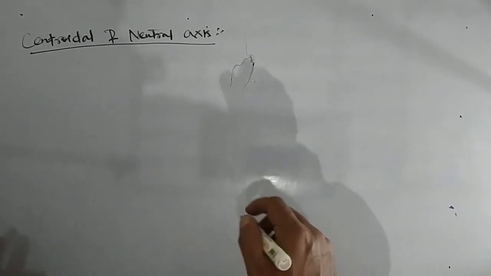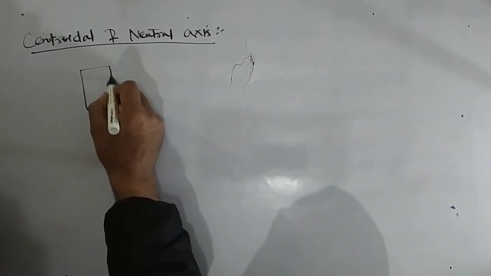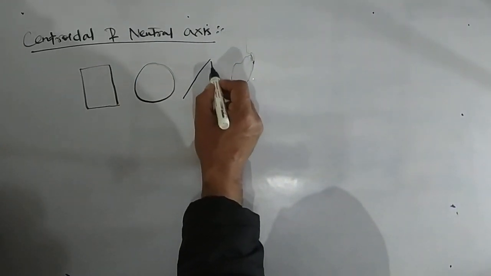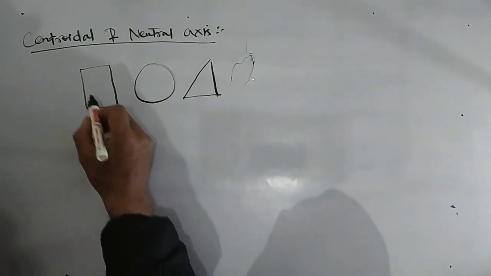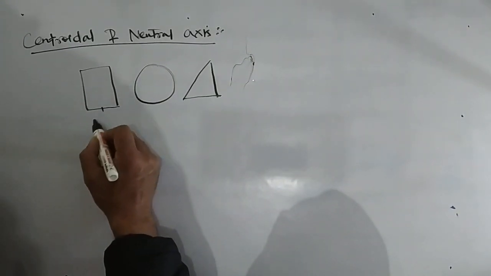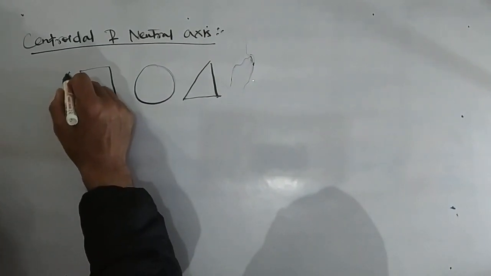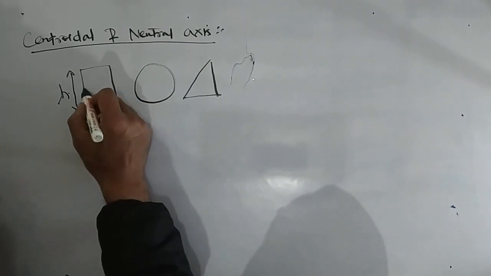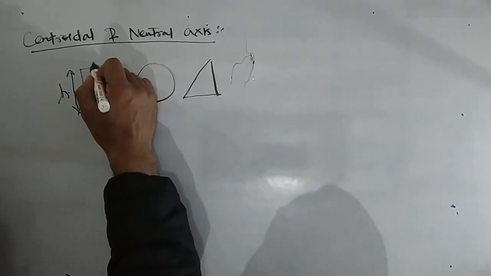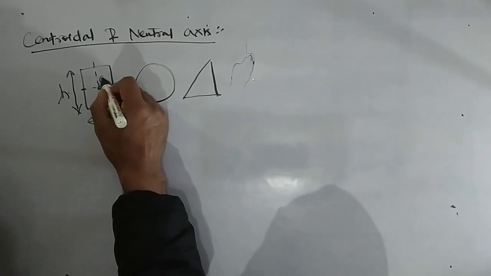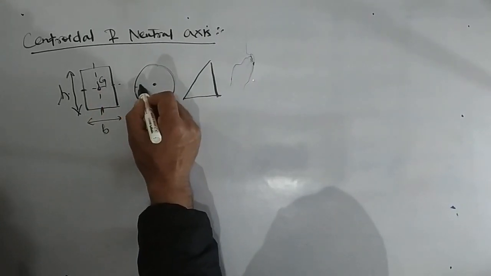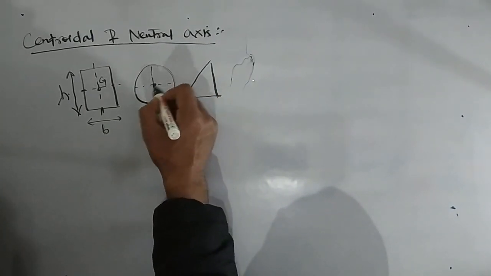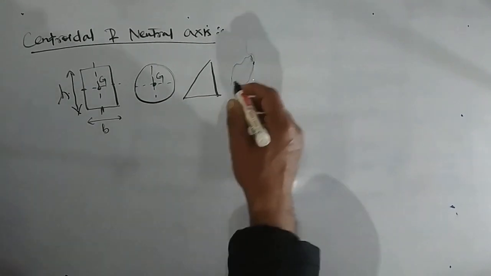For example, we have a variety of figures, like a rectangular section, a circular section, and a triangular section. The centroid of the rectangular section, if B is the width and H is the height or depth, is found by drawing two lines from B by 2 and H by 2, and they meet at the centroid. Similarly, the center of the circle itself is the centroid: if you draw two diameters, they meet at a point, the center of gravity or centroid.